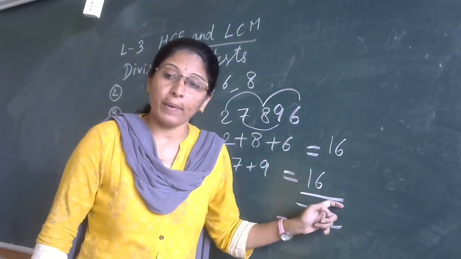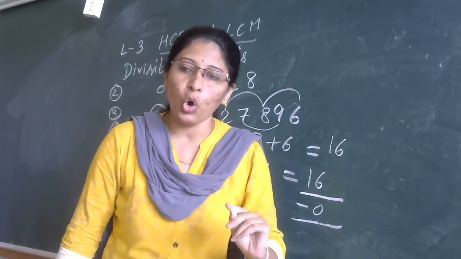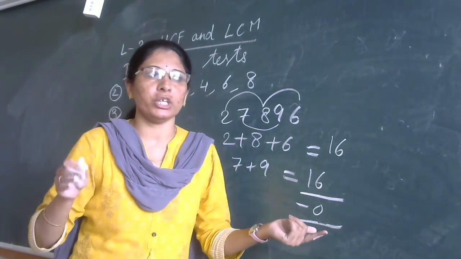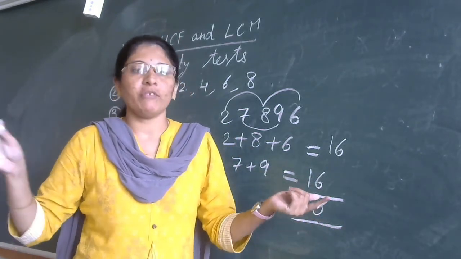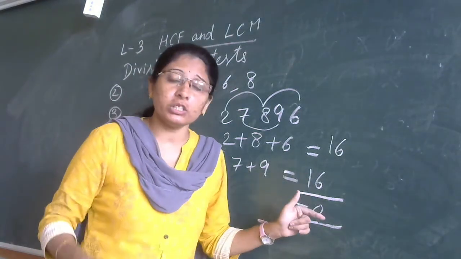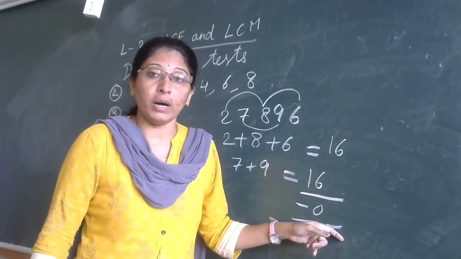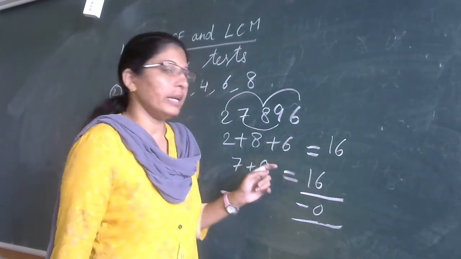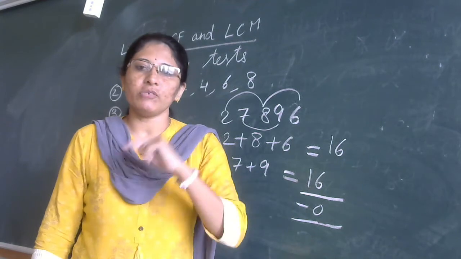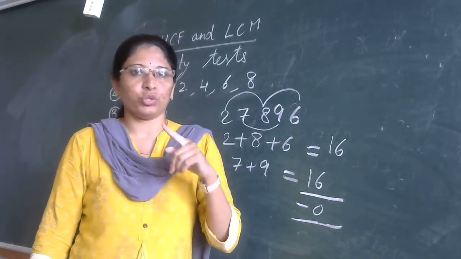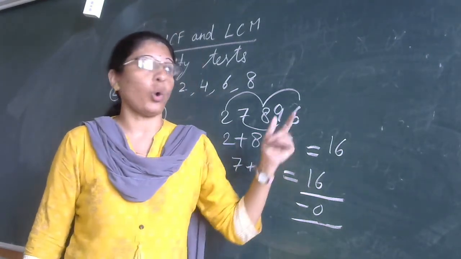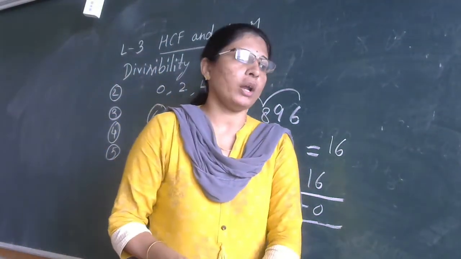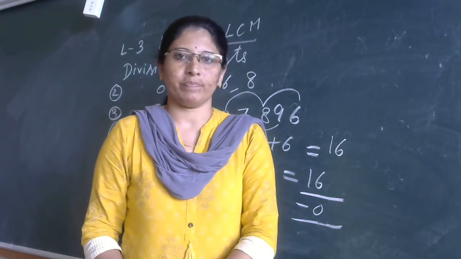After subtraction, if we get 0 or a multiple of 11, that is 11, 22, 33, 44, then that number will be divisible by 11. Okay, so all the divisibility rules are given in the textbook. Just revise this. These are all the divisibility rules, which are important for HCF and LCM. Thank you.